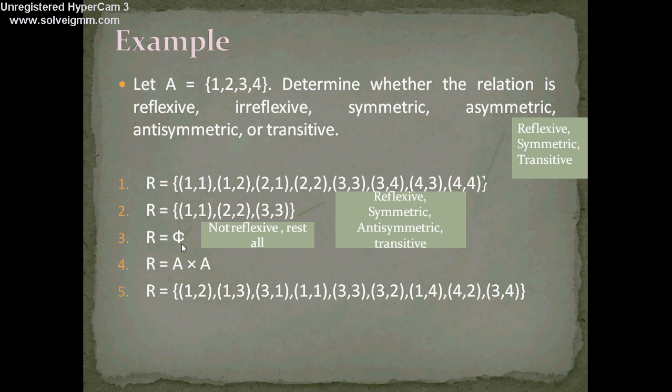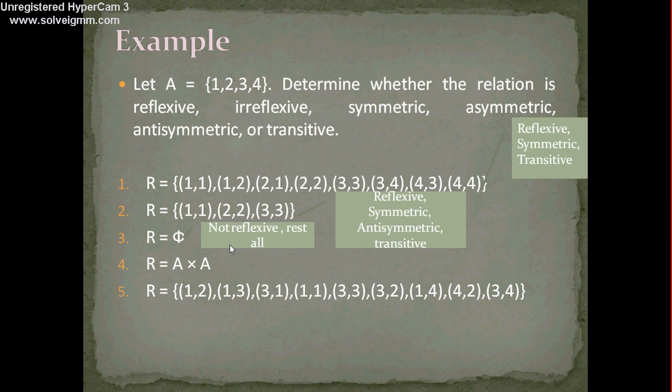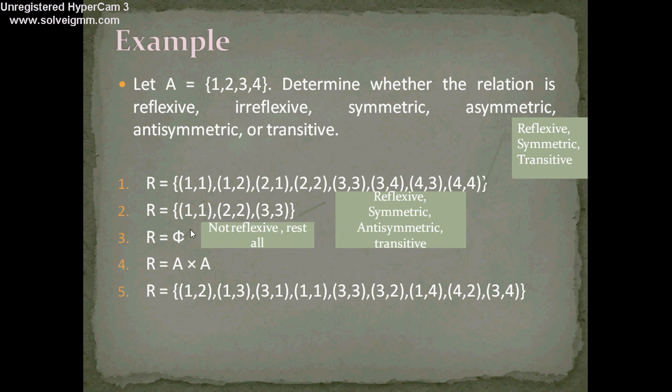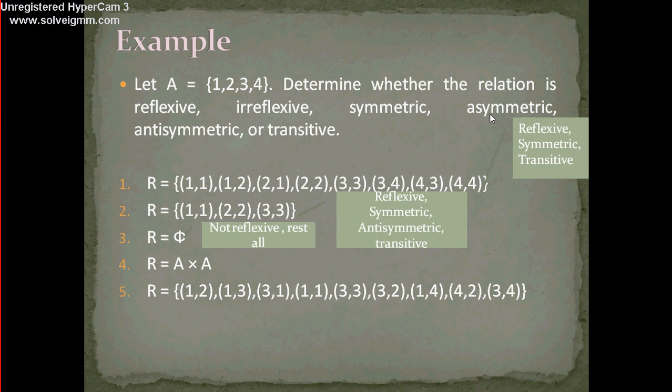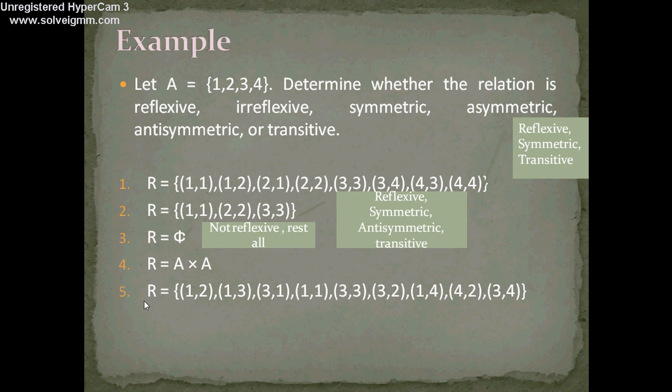And the third example, R equals 5. Now it is not reflexive because none of the elements is related to itself. But it is irreflexive because no element is related to itself. It is symmetric because there is no such condition that if (a, b) is present, then (b, a) should be present. If it is not, then it is not a problem. So it is symmetric, it is asymmetric also, it is antisymmetric also, and it is transitive also. So except for the reflexive property, it satisfies all the properties. You can try the other two examples on your own. I hope you understood how we are doing it.